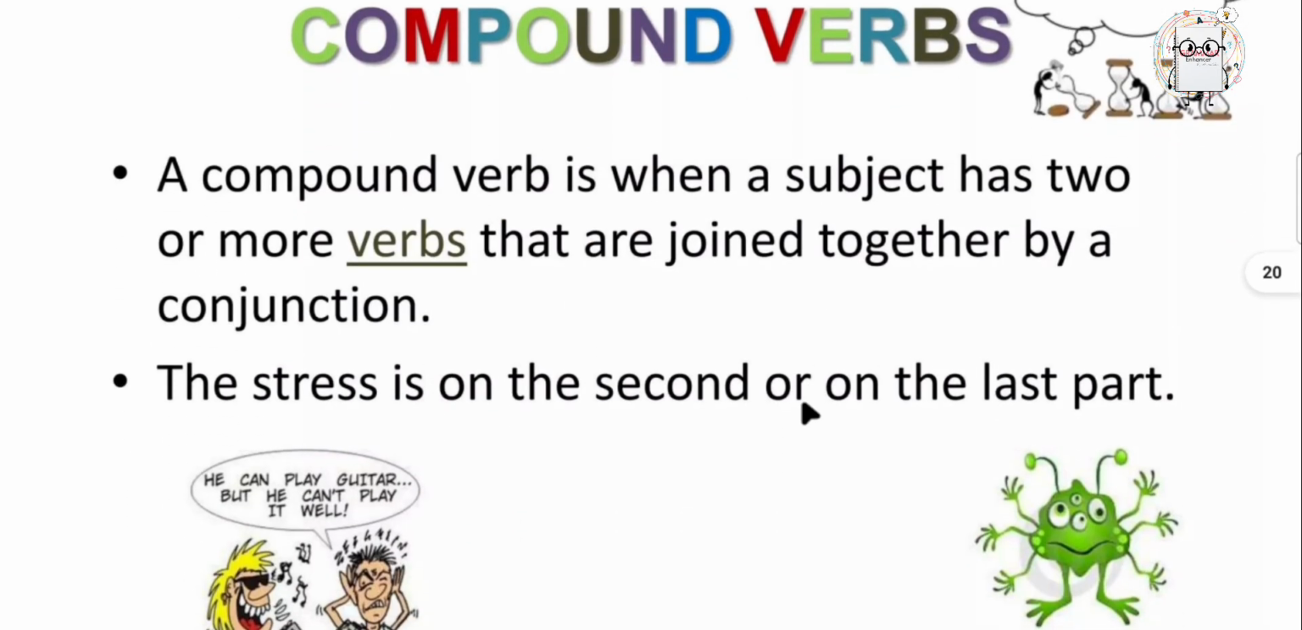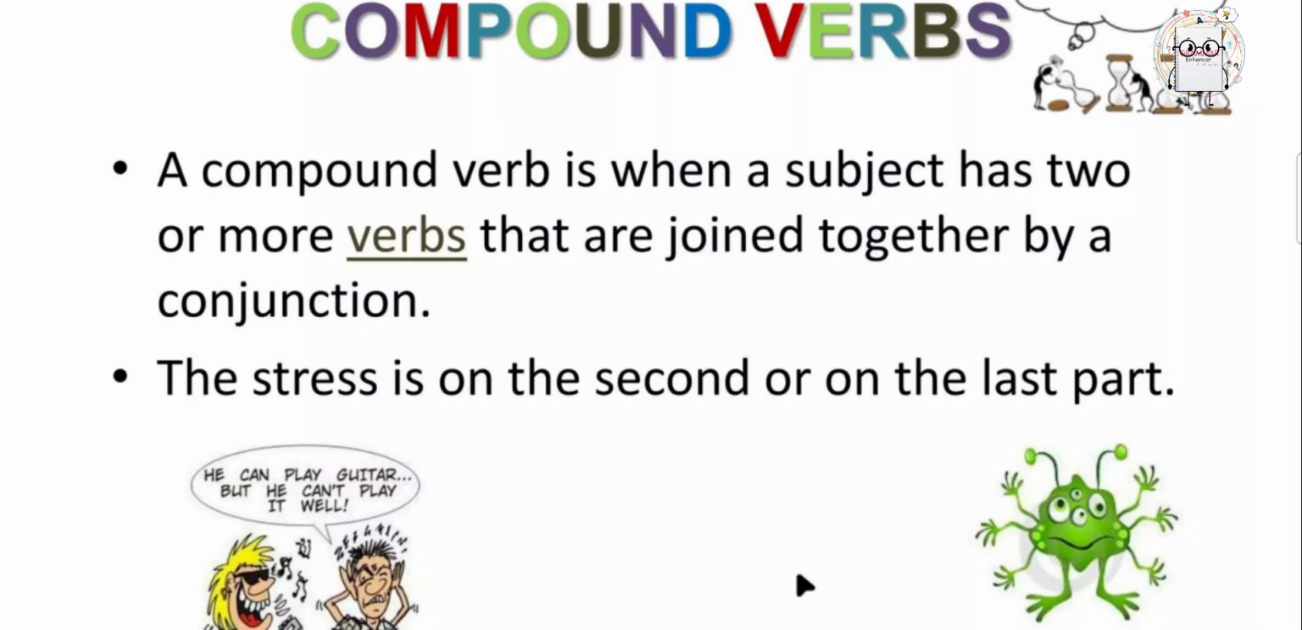किसी भी सब्जेक्ट में जब दो या दो से अधिक वर्ब होती हैं तो वो वर्ब्स कंपाउंड वर्ब्स कहलाती हैं. A compound verb is when a subject has two or more verbs that are joined together by a conjunction. The stress is on the second or on the last part.